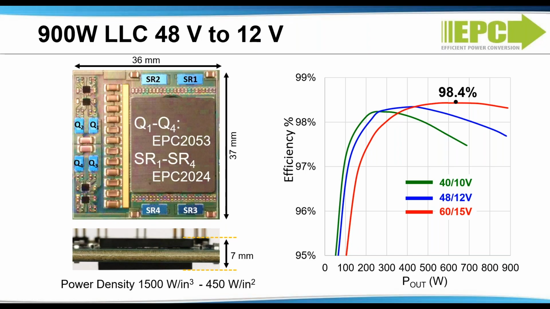In contrast, eGaN FETs and ICs enable a small and efficient LLC converter capable of high power due to very small form factor, less losses, and 1 megahertz operation. Again, at 48 volt to 12 volt, the LLC topology is the best solution for greater than 600 watt applications and achieves 98% efficiency.